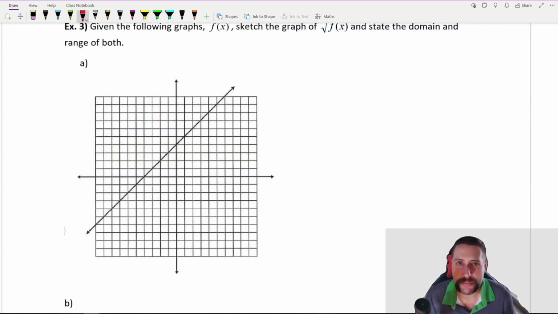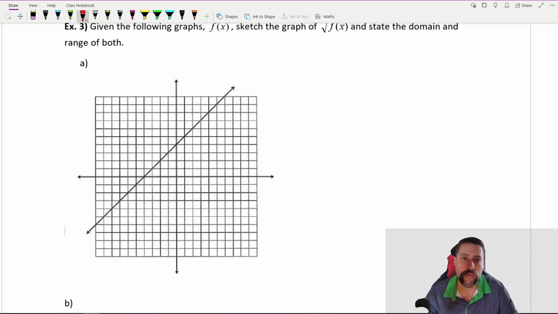Okay, example 3. Given the following graphs, f of x, sketch the graph of the root of f of x and state the domain and range of both. What we'll do is we'll state the domain and range of the radical function, as I'm sure you can figure out what the domain and range of these original graphs are. So we're just gonna sketch the root of f of x and then state the domain of the radical function, okay? All right, so again, for your steps to graphing, you want to find the invariant points first.